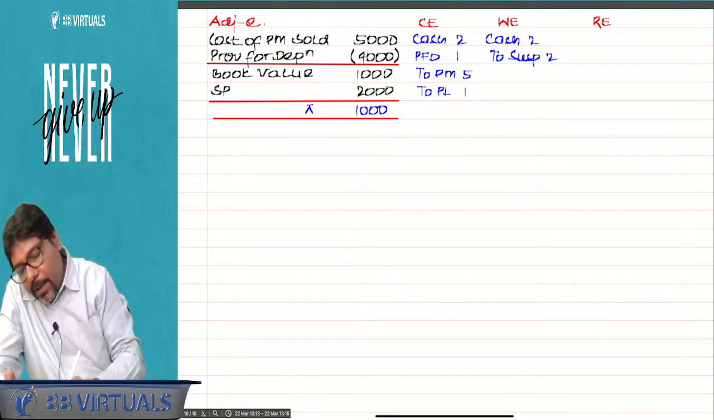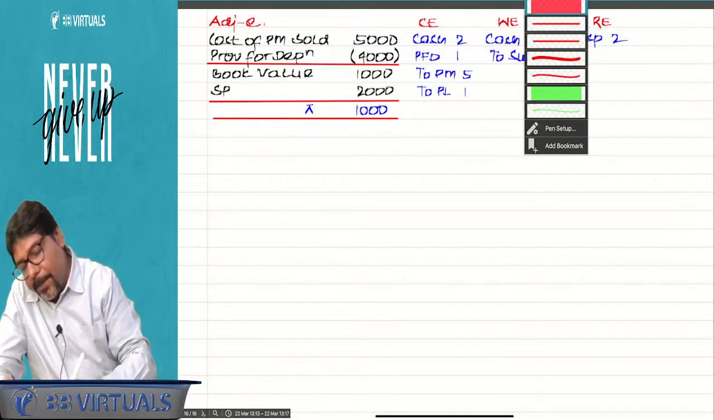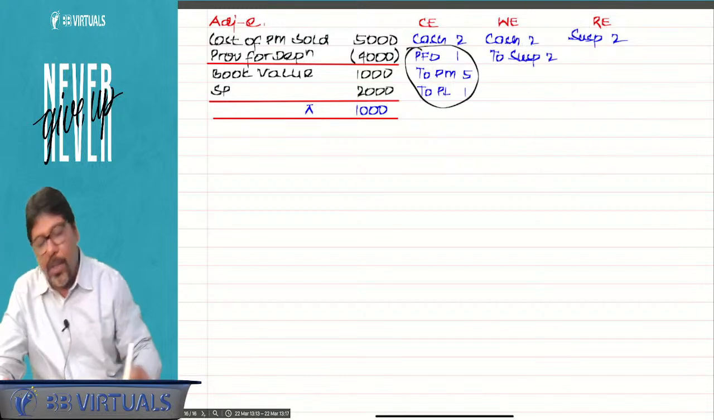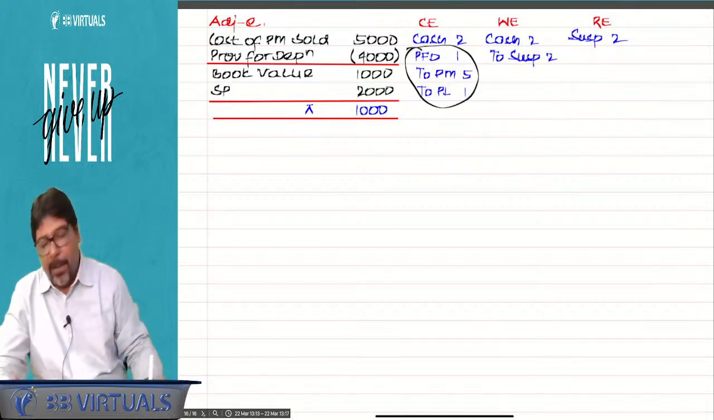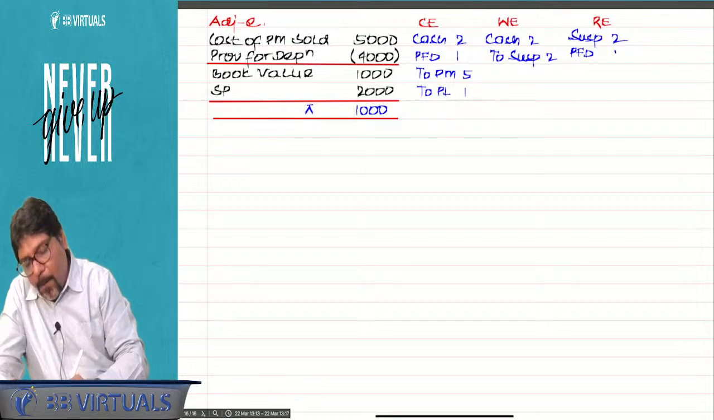Wonderful. Suspense 2. Then, chartered accountants, this is not posted only. So let's write: provision for depreciation, they did not account for it. 1.